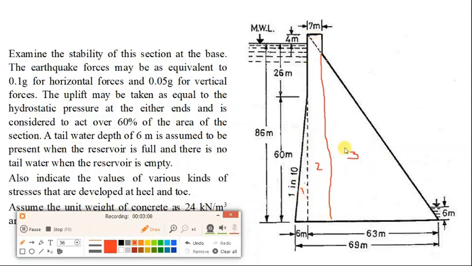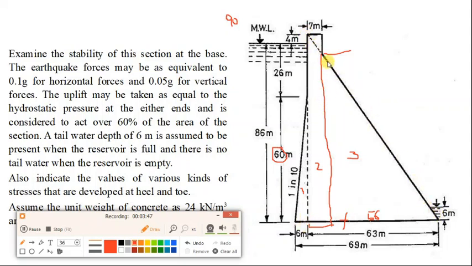Here the width is 6 meter and the height is 60 meter. Here the width is 7 meter and the height is 90 meter. The height is 90 and the base is 56 here. For this triangle number 3, the base is 56 and the height is not given, so we have to calculate the height. How to calculate the height? Height can be calculated by similar triangles.